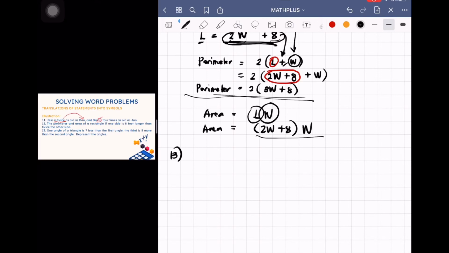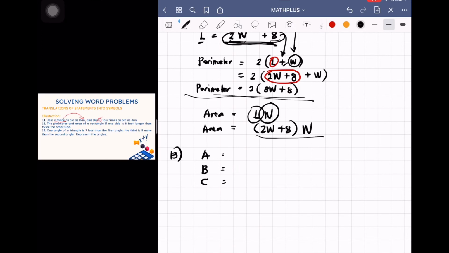Number 13. One angle of a triangle is 7 less than the first angle. Diba normally our triangles are named as ABC? So, you can just use ABC as the names or the representations of your angles. One angle of a triangle is 7 less than the first angle. The third is 5 more than the second angle. Represent the angles.